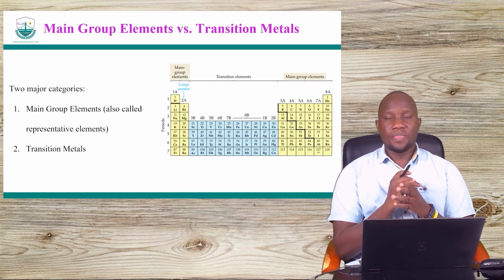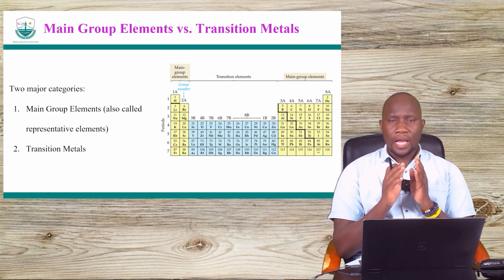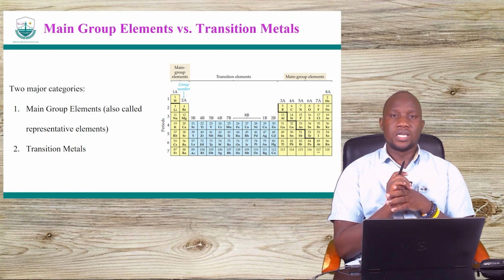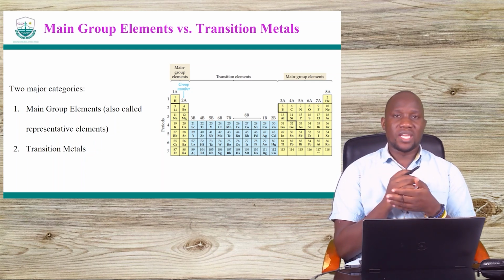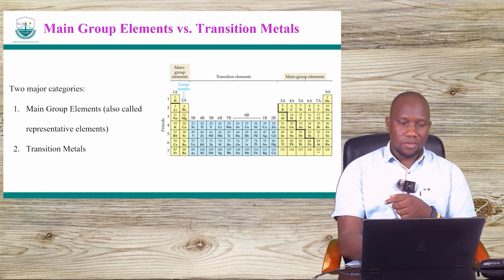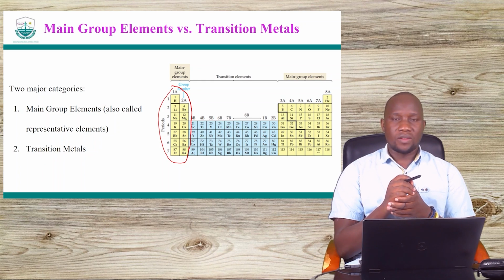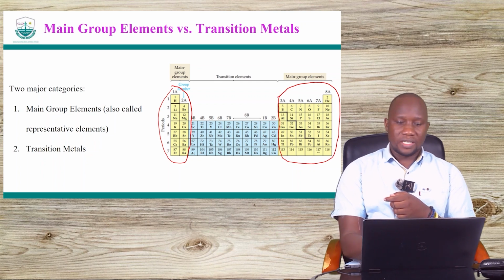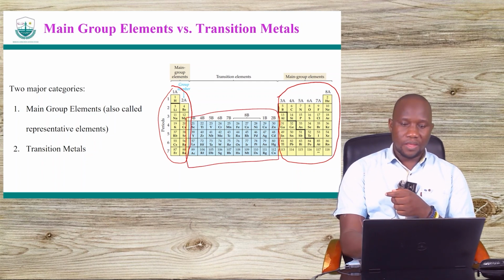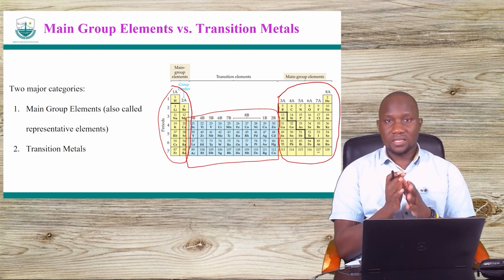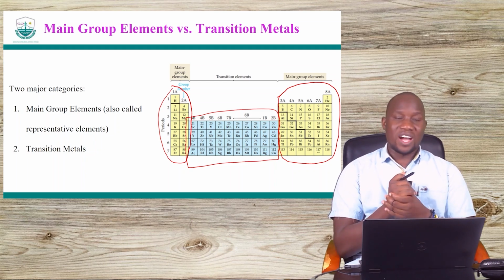So the periodic table has broad categories. The first categorization that I want you to note is where we have what we call the main group elements and then what we call the transition elements. Now, the yellow part, this one here, those are main group elements. Again, these ones also are main group elements. But what you find in the middle, these are the transition elements. And they have their unique characteristics that we shall look at later.